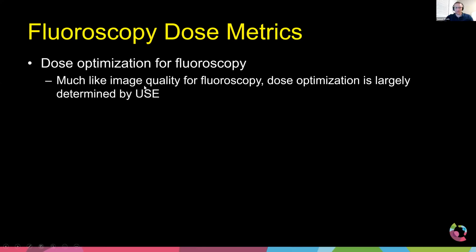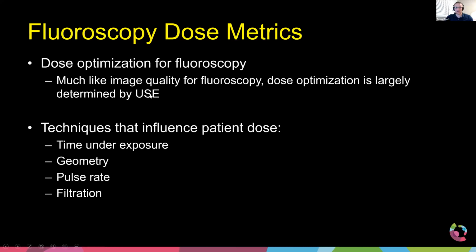All right, so first thing I said, the most important thing for dose optimization is determining how we use the machine. The other techniques that influence patient dose are going to be total time. Obviously, if you want to reduce the amount of dose you give to the patient, reduce how much you're stepping on the pedal, how much time you're actually exposing them. The geometry, which we've talked about today, the pulse rate, which we talked about last week, and filtration.